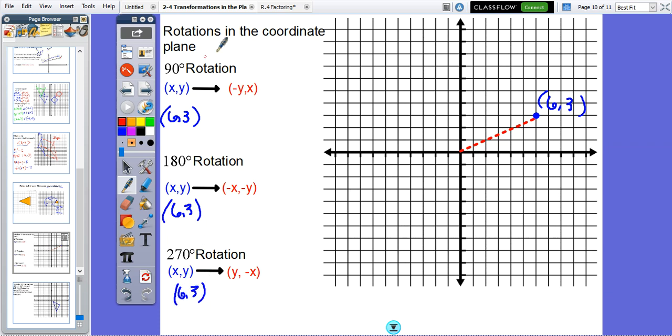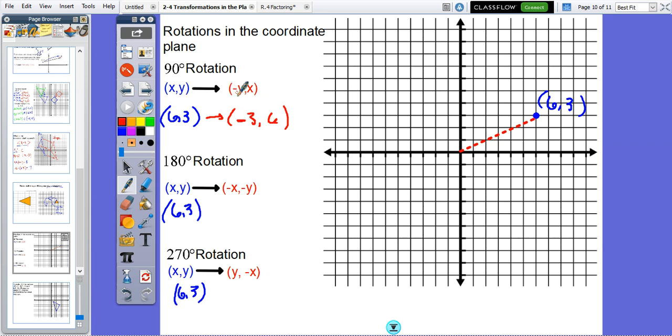All right, so I have the original rotation, the original point 6, 3. We're going to do a 90-degree rotation. To do a 90-degree rotation, you're going to flip the value of the coordinates. So what used to be 6, 3 would now be 3, 6. But you're going to negate this. So make sure you do a negation of that. Right now it is positive, so then it becomes negative. But if the original coordinate was negative, it would have become positive. So make sure you understand this.